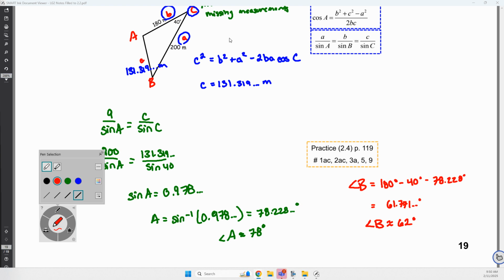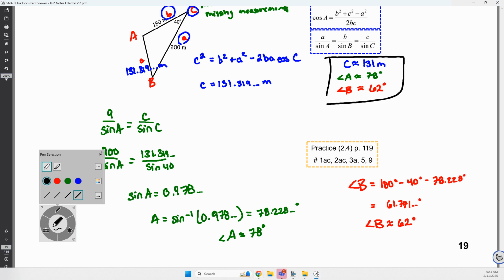If we round this all up and put our answers all together, well, we know that C is about equal to 131 meters. We know that angle A is about equal to 78 degrees. And lastly, angle B is about equal to 62 degrees. And we have now officially solved our whole triangle. All right. Hopefully that's pretty good, and good luck on the rest of the unit.